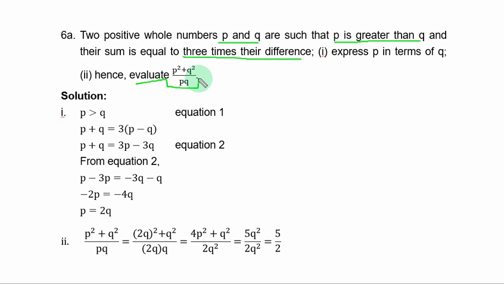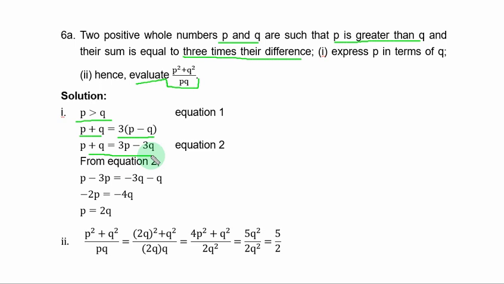Solution. From the first statement, P is greater than Q. You have it in this form and you call that equation 1. And again, their sum, that is P plus Q, is equal to 3 times their difference, and that is what you have here. If you open the bracket in the right hand side, you have this result. You can call that equation 2. And you are asked to express P in terms of Q. Equation 2 will help us to do that.